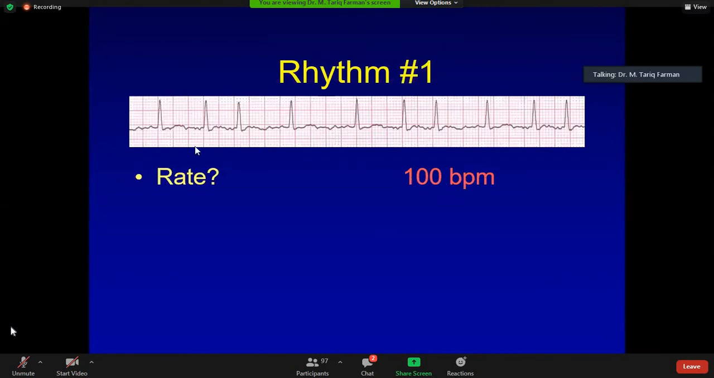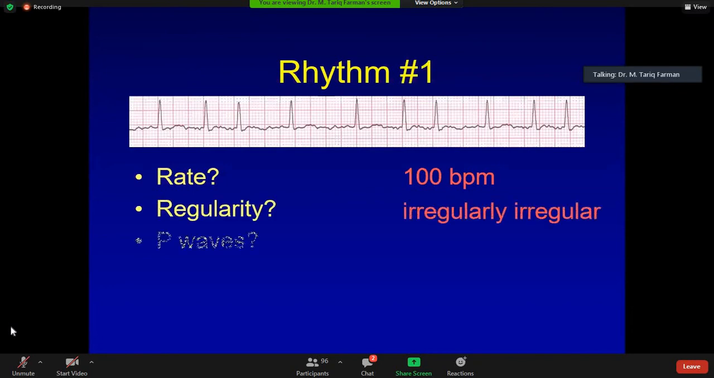Okay. You need to have a 6-second strip. Now, the second thing is that you need to count the QRS complexes over this 6-second ECG strip, and whatever the number you have, you need to multiply it by 10. So this is another way to count the heart rate over the ECG strip if the rhythm is irregular. So this is 100. Okay.